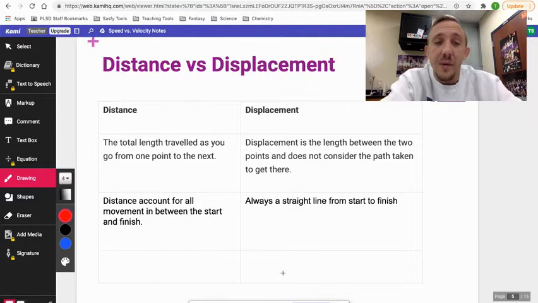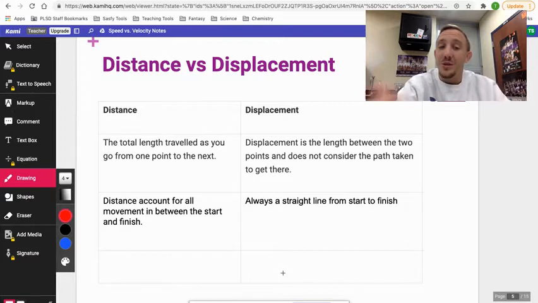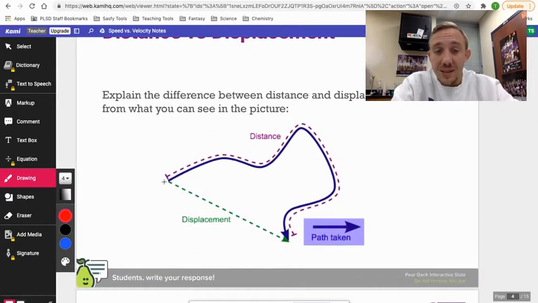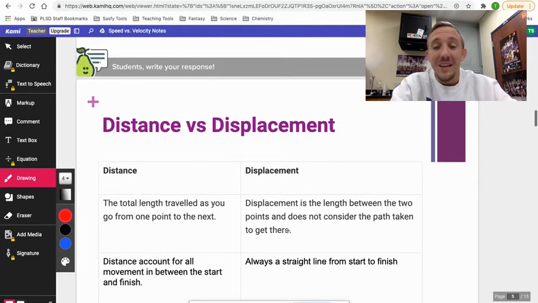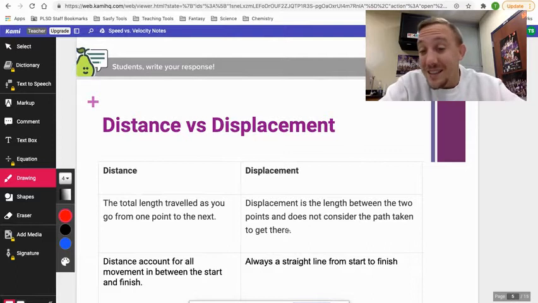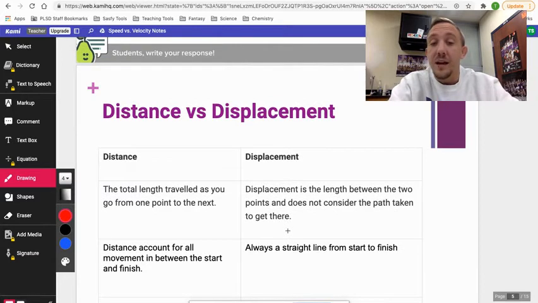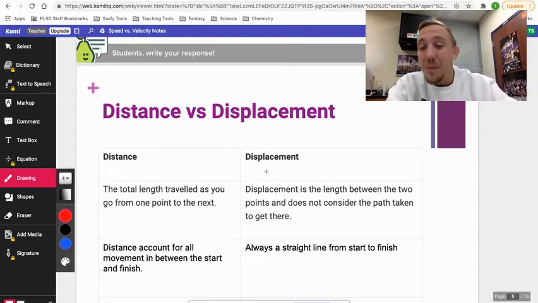And so if we're looking at it, distance is the total length traveled as you go from one point to the next. So the distance accounts for all movement in between the start and finish. So if we look up here, you can see it accounts for every part of that motion traveled. Okay? And so when we look at displacement, it's just the length between the 2 points, and it does not consider the path you take to get there. It's always a straight line from start to finish. So remember, displacement is not path dependent. Distance is path dependent.